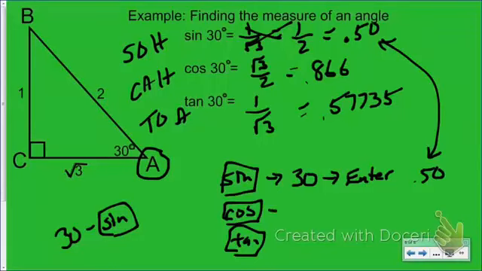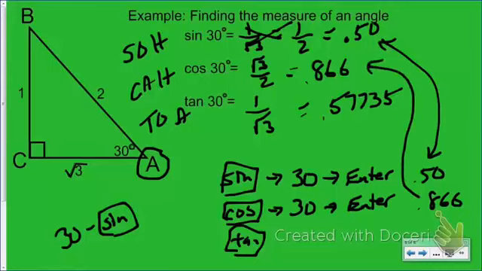Try cosine 30. So hit your cosine key and then 30 and then enter and see if you get the same thing. If I hit cosine and then 30 on mine, I get 0.866. So hopefully it's working on your calculator, and you'll get the same numbers as you got when you plugged in the numbers. It works for tan 30 also; you get 0.57735.